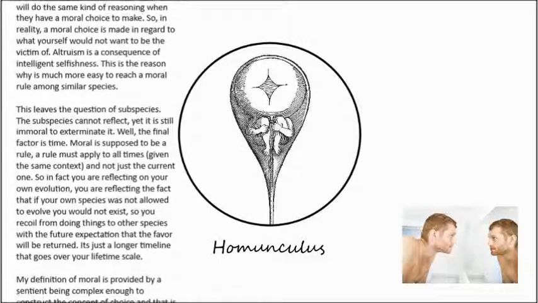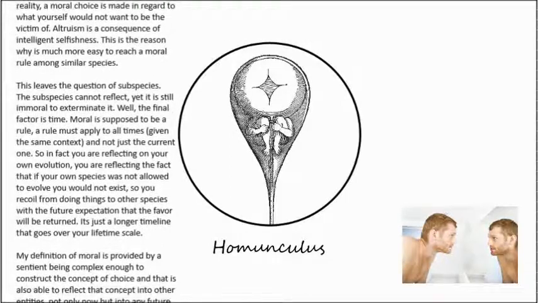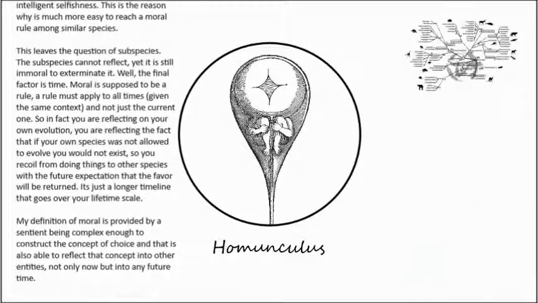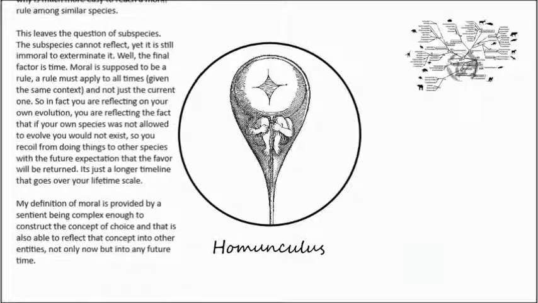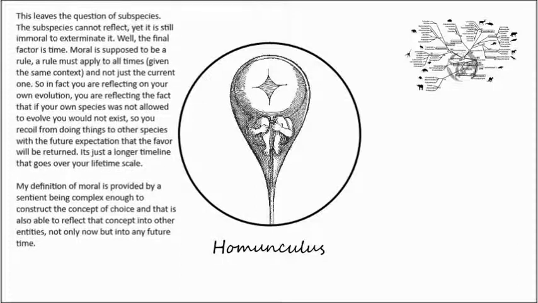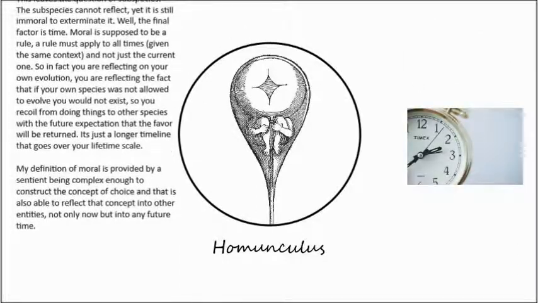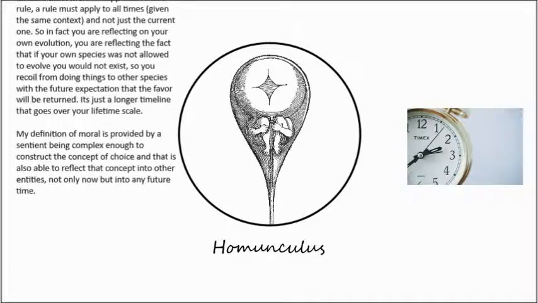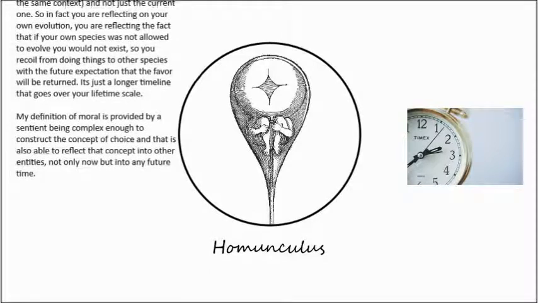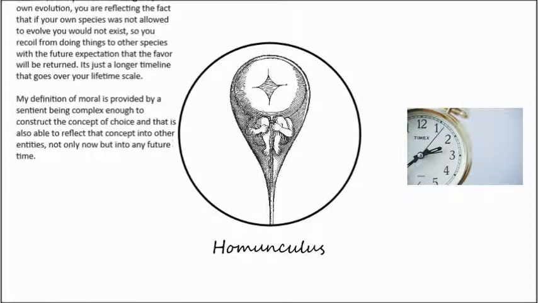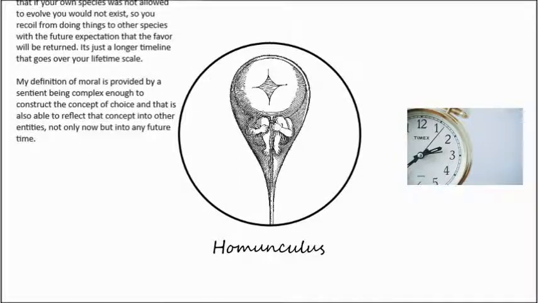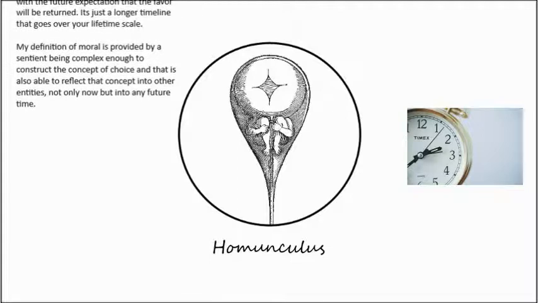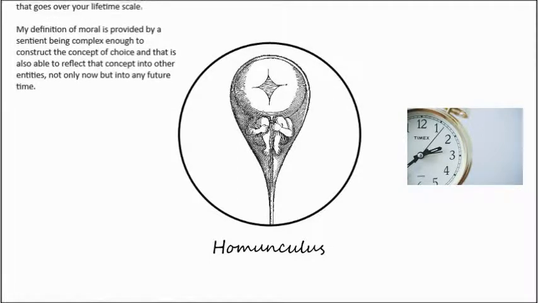This is the reason why it's much easier to reach a moral rule among similar species. This leaves the question of subspecies. The subspecies cannot reflect, yet it is still immoral to exterminate it. Well, the final factor is time. Moral is supposed to be a rule. A rule must apply to all times, given the same context, and not just the current one. So in fact, you are reflecting on your own evolution. You are reflecting the fact that if your own species was not allowed to evolve, you would not exist. So you recoil from doing things to other species with a future expectation that the favor will be returned. It's just a longer timeline that goes over your lifetime scale.